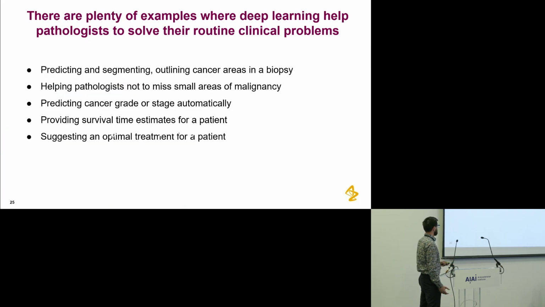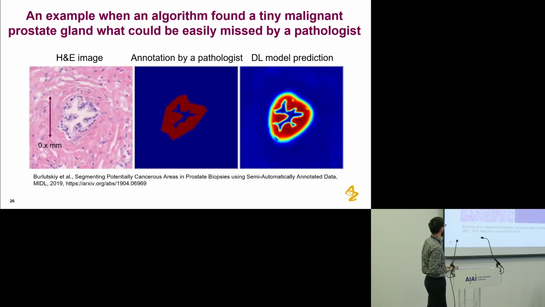So we can help pathologists a lot, and these are examples. For example, we can find where cancer is. So instead of pathologists looking at this huge slide, we can say, look here, here's the cancer, and try to understand more, so we can guide pathologists where to concentrate their attention. And sometimes, for example, in prostate cancer, a gland can be tiny, and it's very easy to miss it. So this is one example.